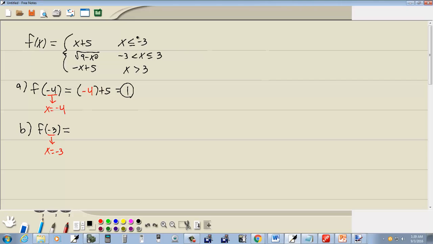Since it's true in this condition, we're going to plug it into our first piece. So again, we've got parentheses plus 5. I replace the x with parentheses, and then we'll plug a negative 3 in here. Negative 3 plus 5 is 2.